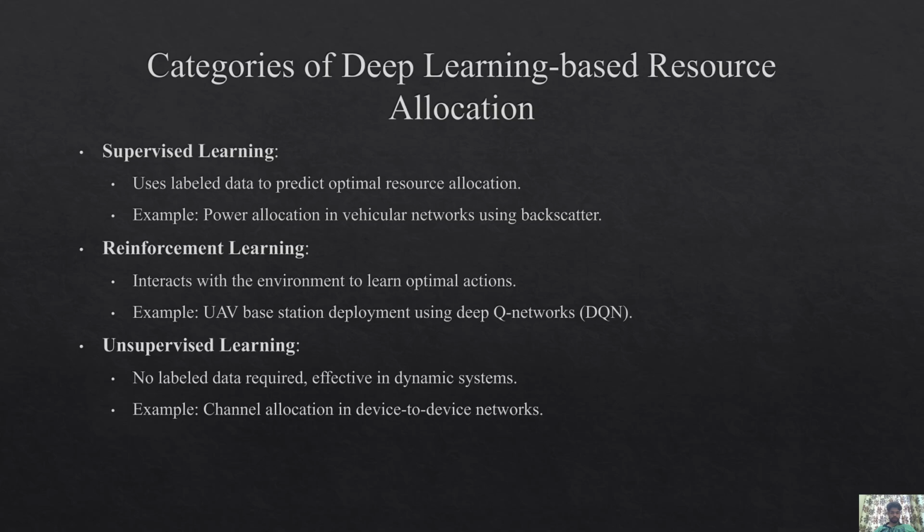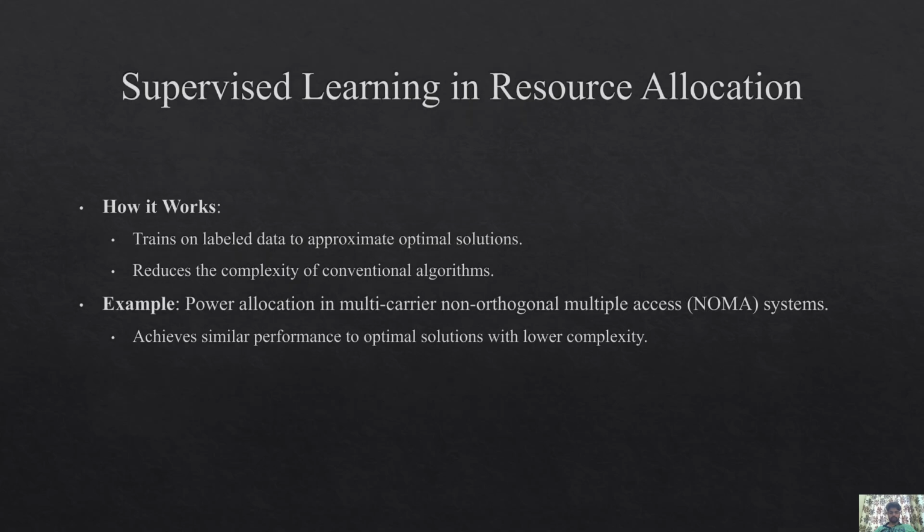In unsupervised learning, no labeled data is required, which is effective in dynamic systems. Example: channel allocation to device networks.